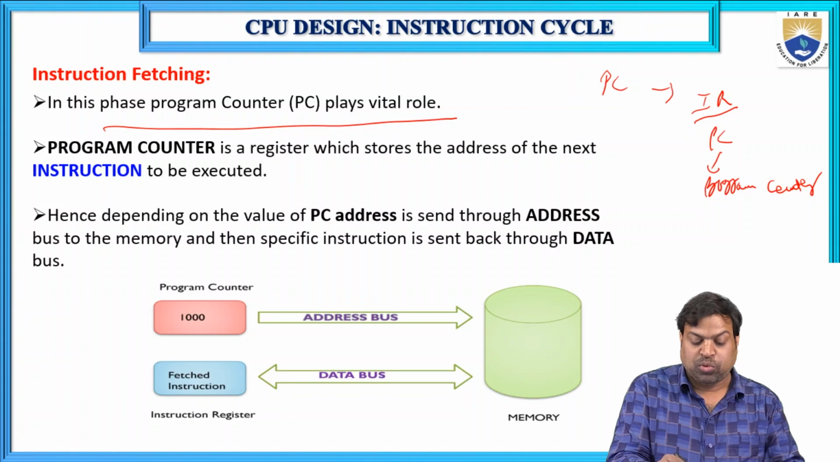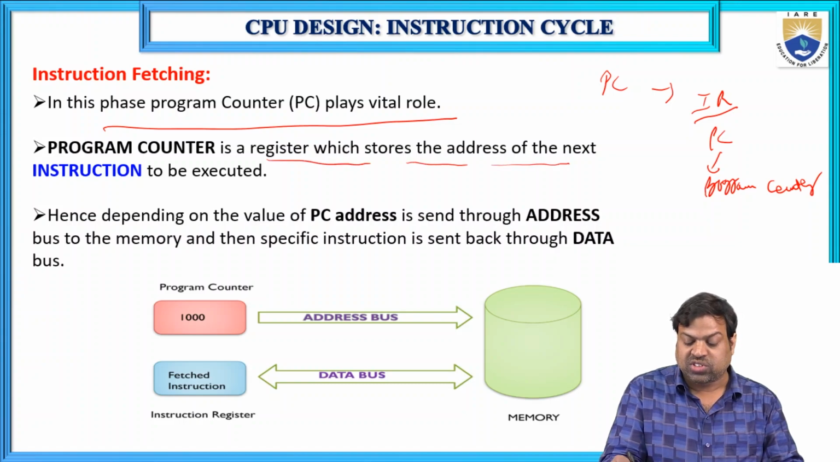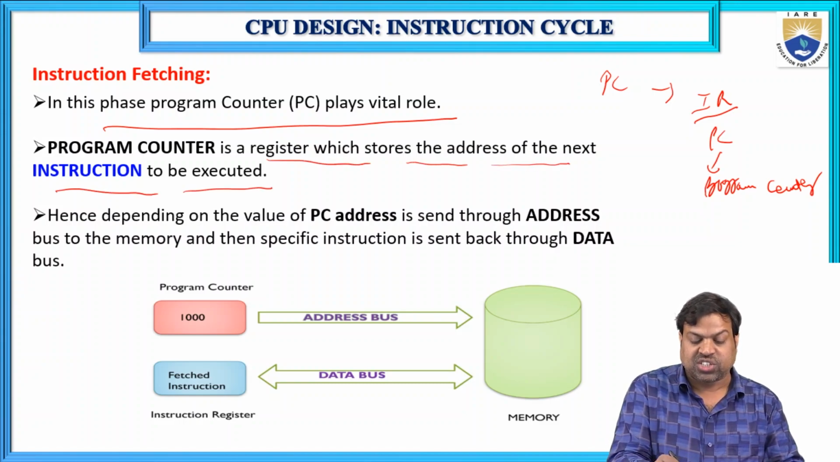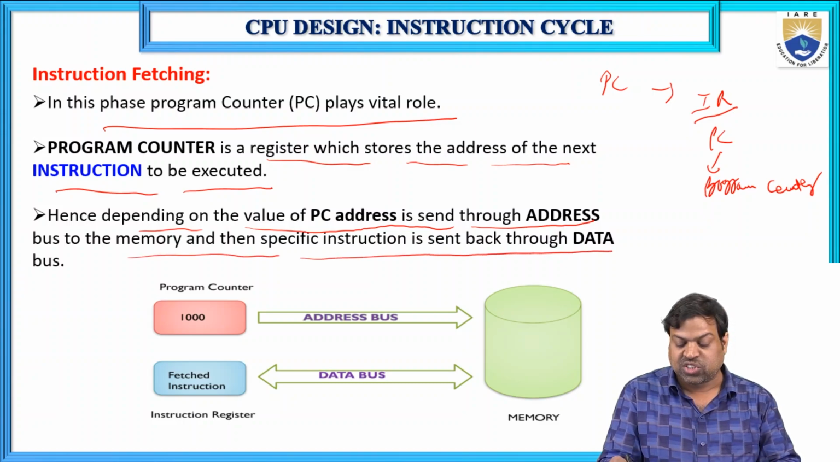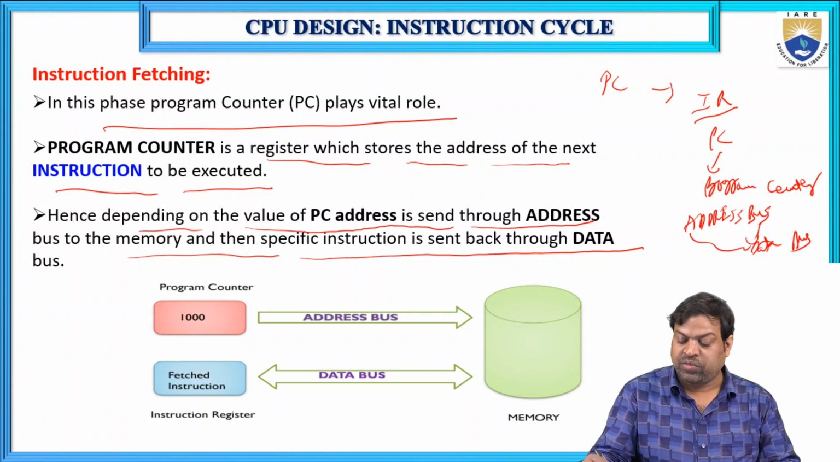Program counter. So program counter is a register which stores the address of the next instruction to be executed. Hence, depending on the value of PC, the address is sent to the address bus to the memory, and then the specific instruction to the data bus. Okay. Suppose I am going for any instruction, it goes to the address bus, then the data bus. So why do we need this? Because I am going for fetching the instruction.